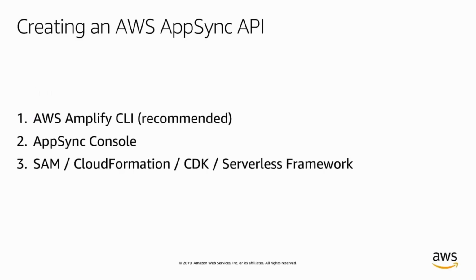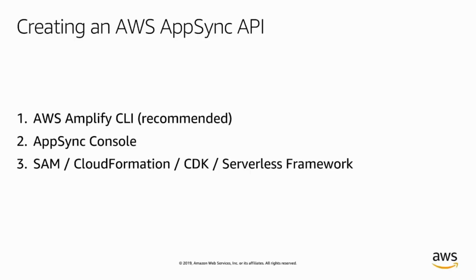So how do you create an AppSync API? Well, there are 3 different ways to do so. First of all, we're going to be looking at how to create an AppSync API using the AWS Amplify CLI, and that's the recommended way to get started with AppSync. You can also go directly in the AppSync console in the AWS dashboard and create APIs. And then finally, you can use a provider, something like CloudFormation, SAM, CDK, or serverless framework. And we see a lot of people going that route if they're already using this in their workflow.